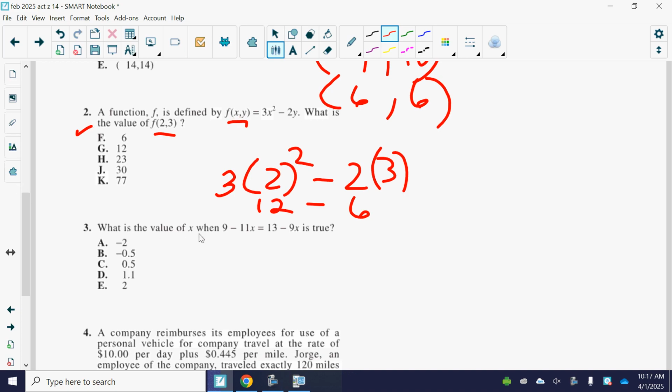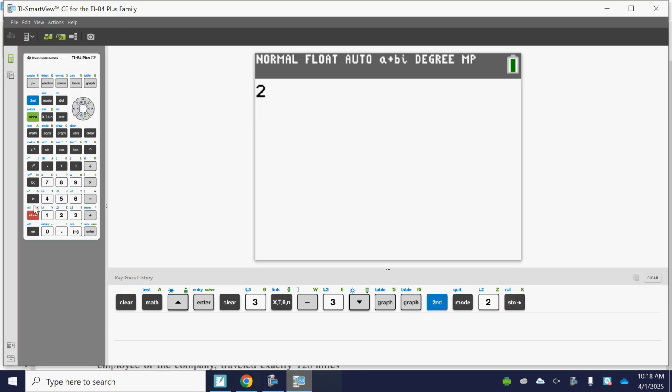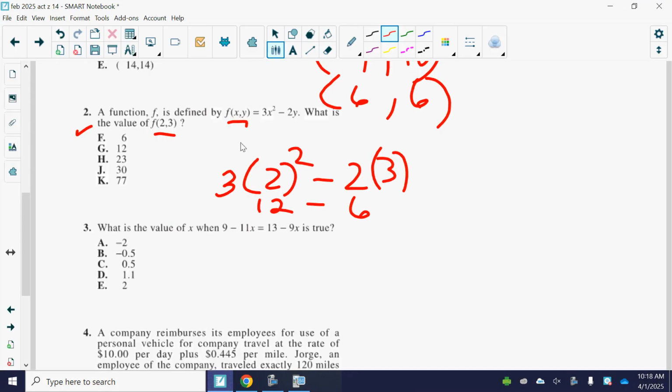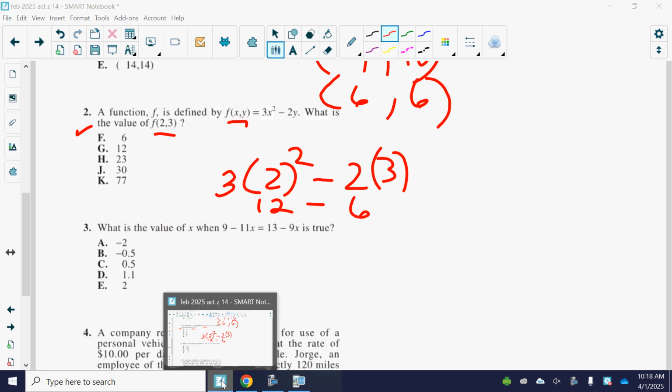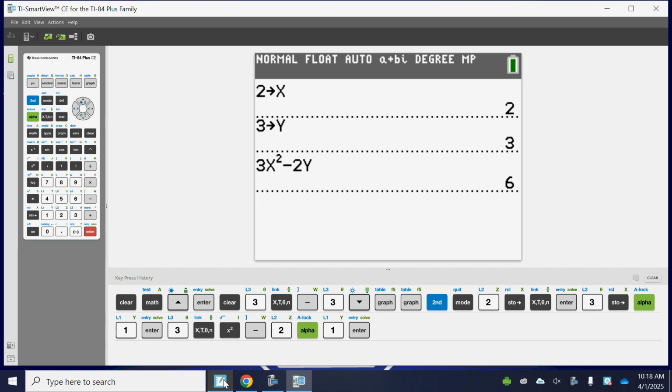So I would go 2 on the calculator. I would go 2 STO x, and I would go 3 STO y, stowing them as 3 and 2. And then here's the problem with this. I've got to go backwards. 3x squared minus 2y. There it is, typed straight into the calculator with absolutely no calculation. So there's the answer, 6.